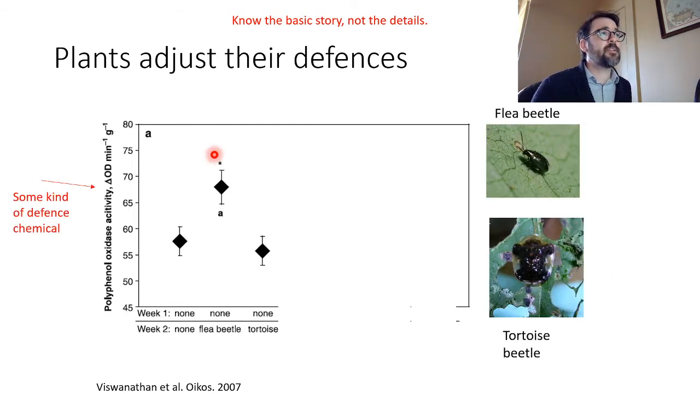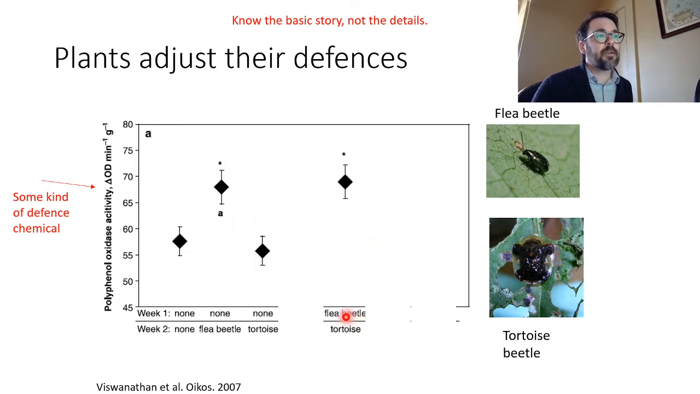And so they did this really cool experiment, and I would like you to know the basic story here. They had plants encased in little bags for 2 weeks. For the first week, they could do something different, and then in the second week, they would change the treatment, right? So here's what happens if you have nothing in week 1, and then in week 2, you add still nothing. It does what the nothing response is. You add flea beetles, it does the flea beetle response. You add tortoise beetle, and it doesn't do anything, right? So this is the flea beetle response.